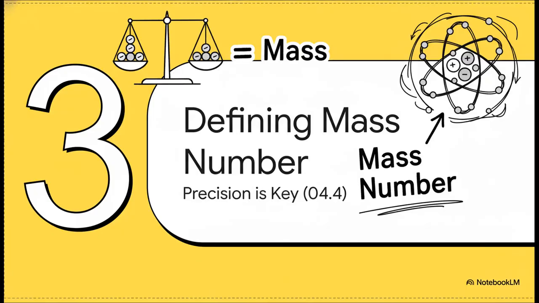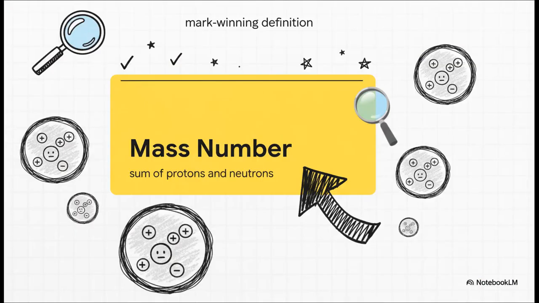Okay, now we get to our first written answer. This is where things get interesting, because your wording has to be spot on. The question asks for the definition of mass number, and precision here is absolutely everything. And there it is. Those are the magic words, right there. The perfect 1-mark answer is simply the sum of protons and neutrons. That's it. You write that down, you get the mark. No more, no less. It's that simple, but you have to be that precise.